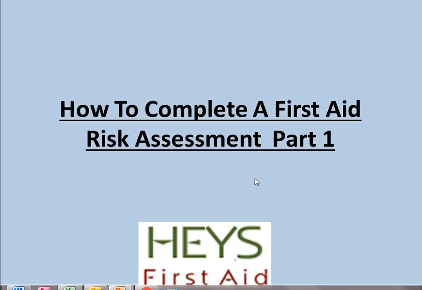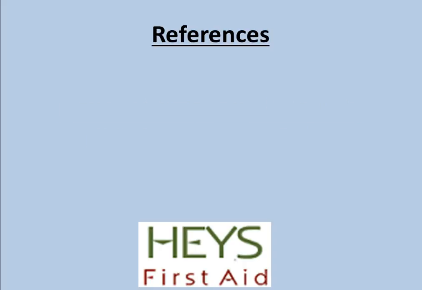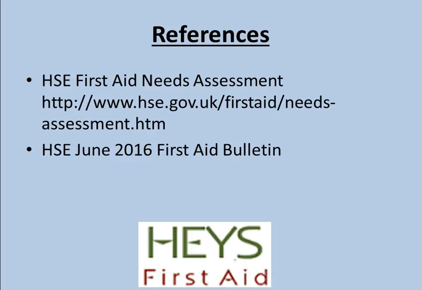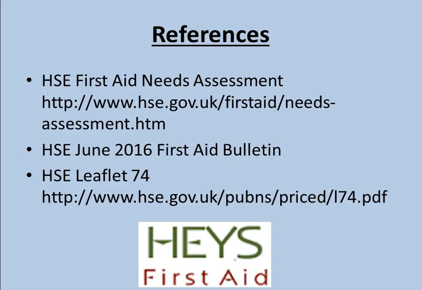We're going to look at this short video on how to do a risk assessment. This video will come in two parts. This one will look at things you need to consider, and then part two will look at what high risk and low risk environments need to do in terms of first aid. During this we will make reference to the first aid needs assessment, the first aid bulletin from June 2016, and leaflet 74 from the HSE.